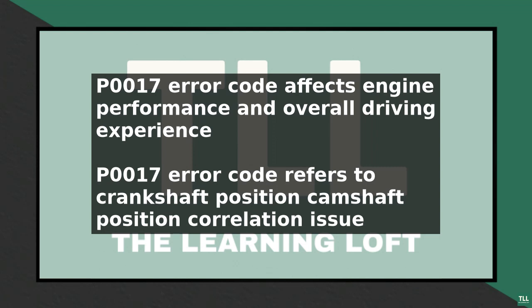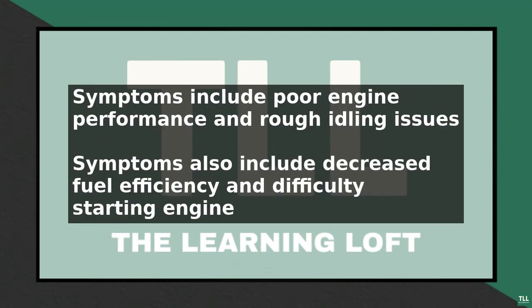This code indicates that the powertrain control module has detected a problem with the crankshaft and camshaft position sensors, which are responsible for monitoring the engine's timing and performance. Symptoms of the P0017 error code may include poor engine performance, rough idling, decreased fuel efficiency, and difficulty starting the engine. In some cases, the vehicle may also experience a decrease in power and acceleration.